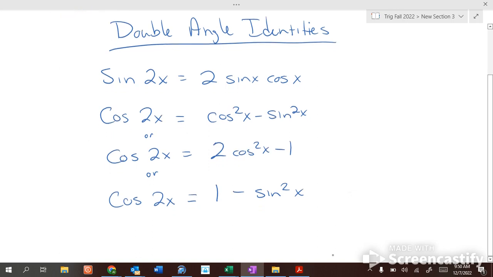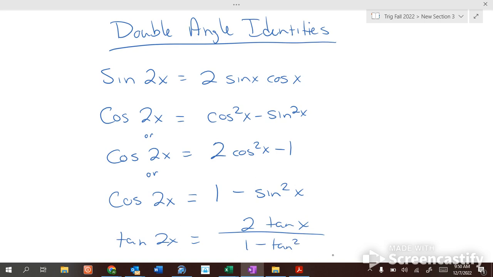And the last double angle identity is the tangent of 2x, which is 2 tangent of x over 1 minus tangent squared of x.